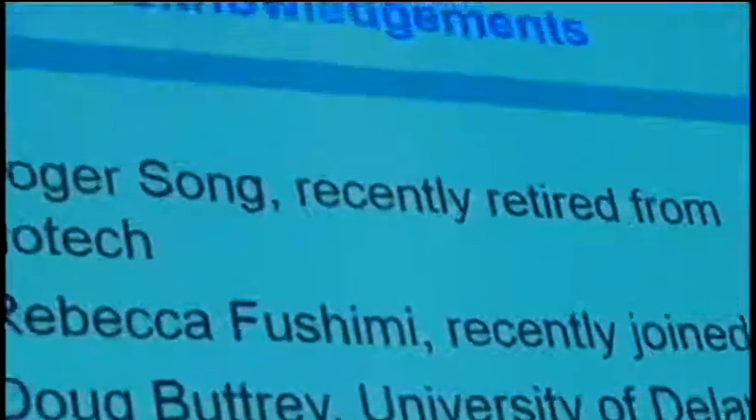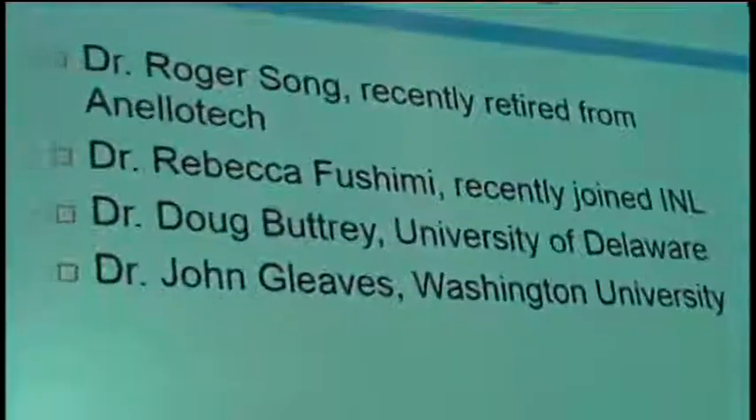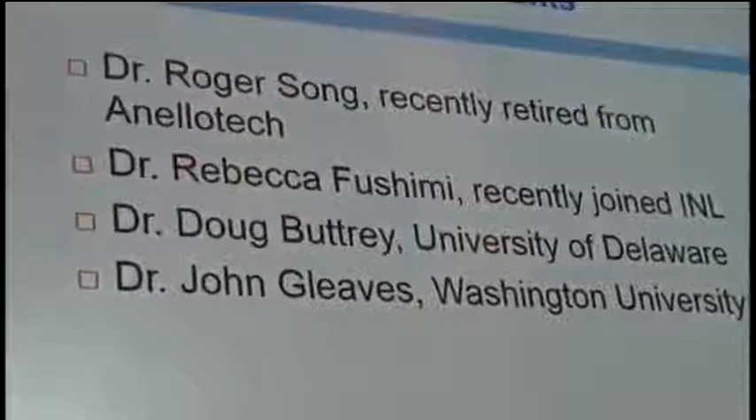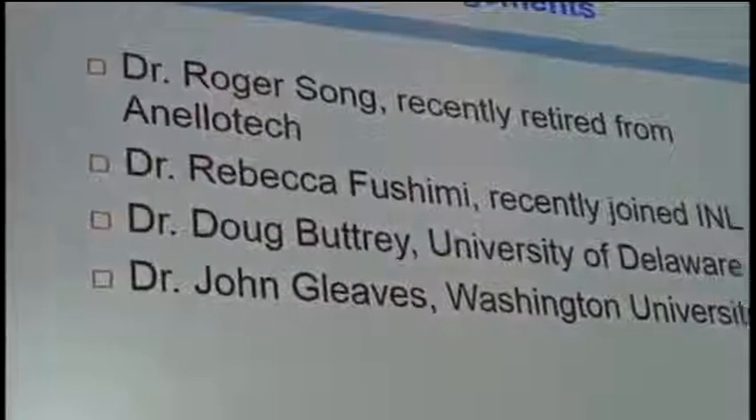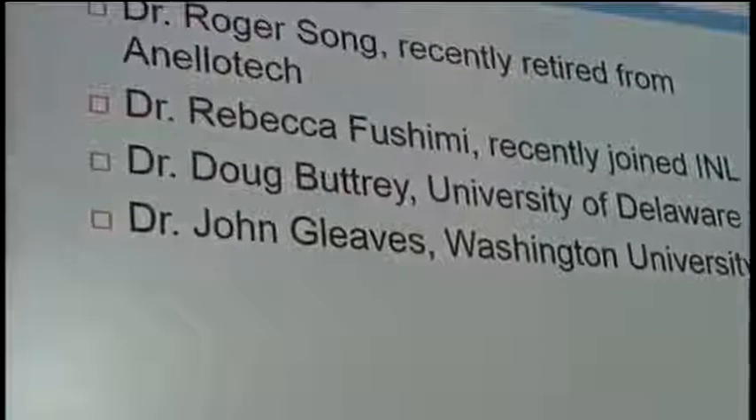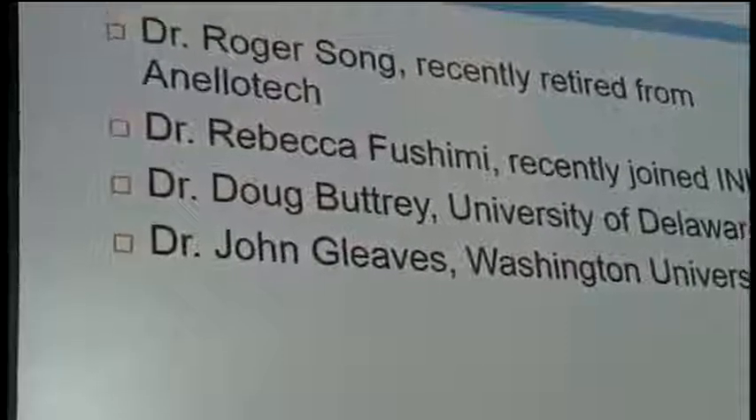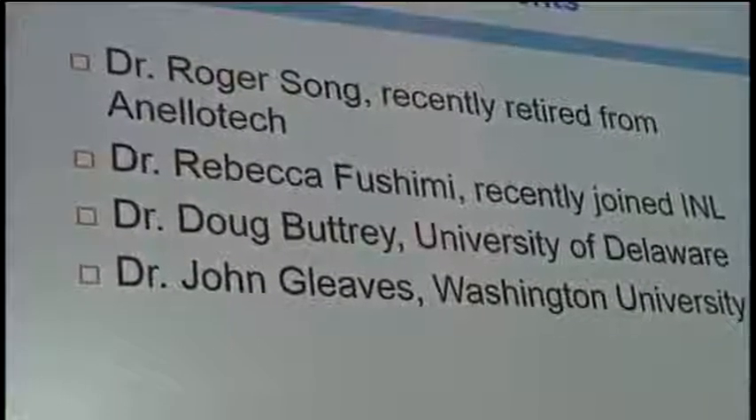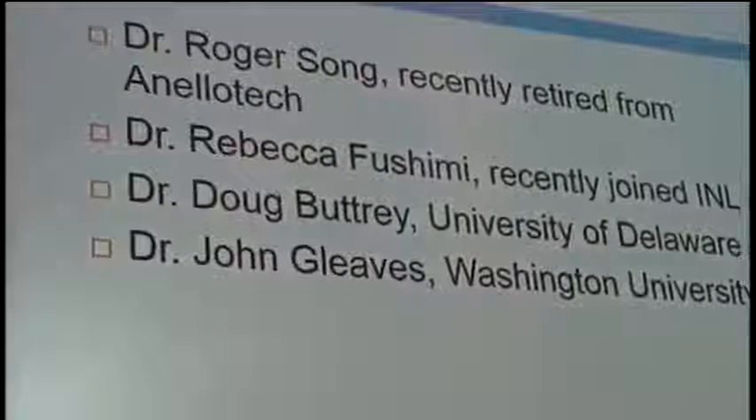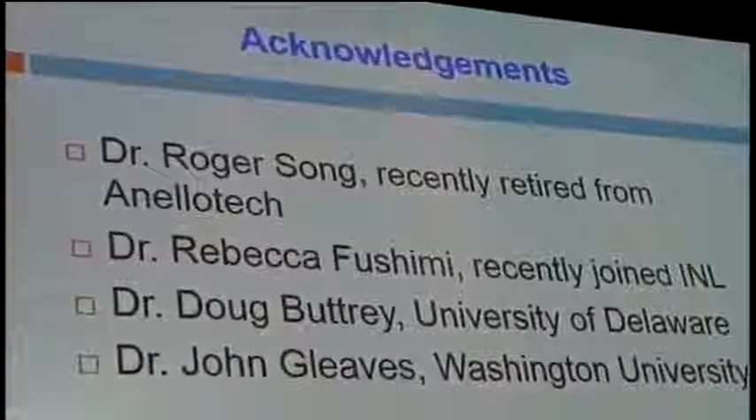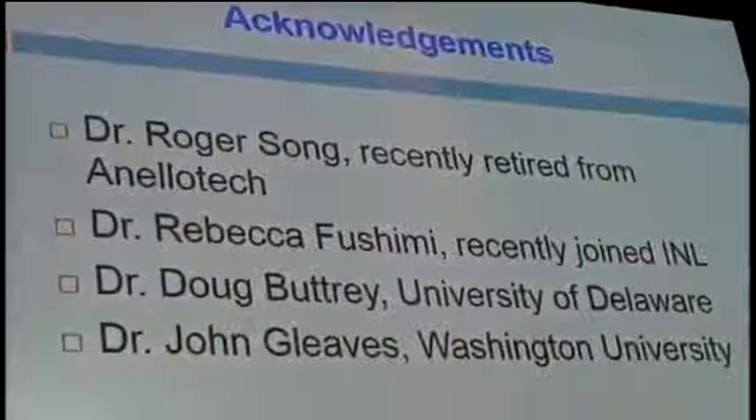And I guess I'm going a little bit fast here, but I'd like to thank my collaborators, Roger Song, who did much of the catalyst synthesis. He is recently retired from Nanotech, and Dr. Fushimi with our collaborations at Washington University, and now recently joining us at INL. Dr. Doug Buttrey for the characterization work of the various mixed metal oxides that we mentioned today, and Dr. John Gleaves of Washington University. Thank you.